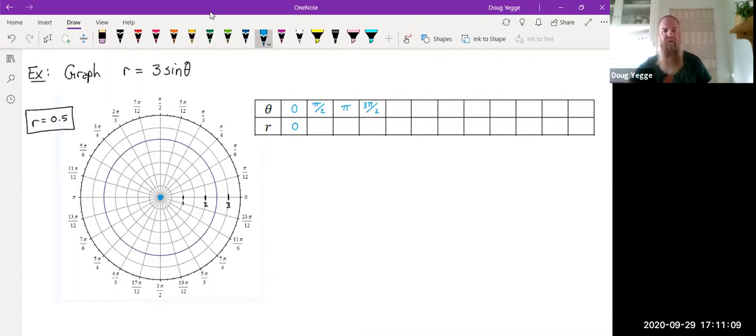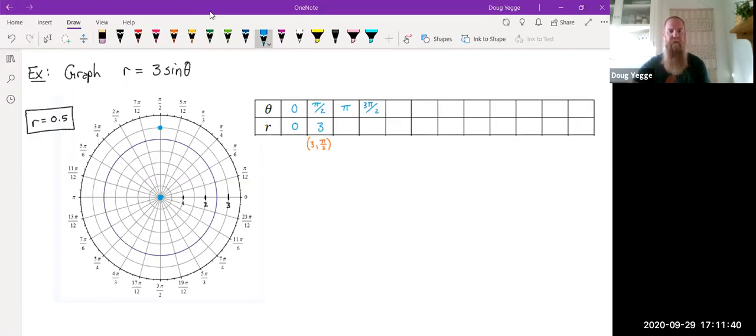So now let's go to pi over 2. Sine of pi over 2 is 1, so multiply that by 3, and we get 3. So we've just got to recognize that this represents the point 3, comma, pi over 2, which means point in the direction of pi over 2, and walk out 3 units. Now notice that's the third concentric circle, and therefore walk out this far.